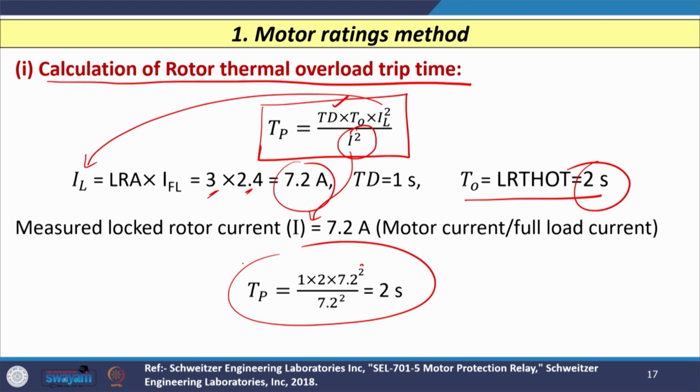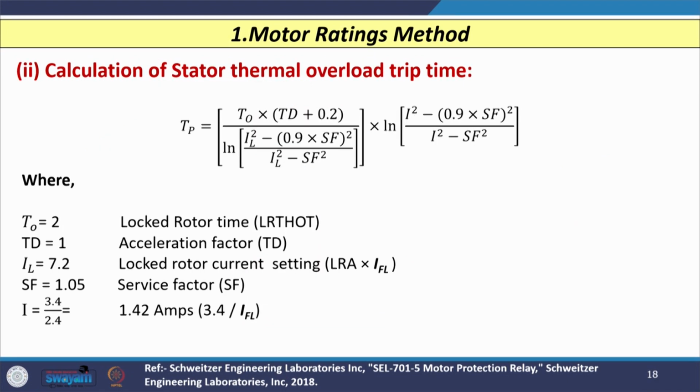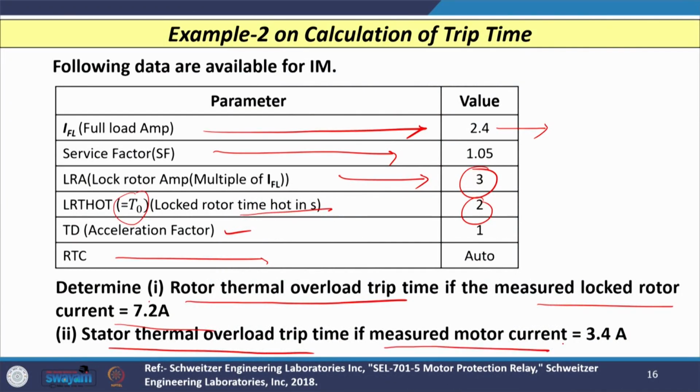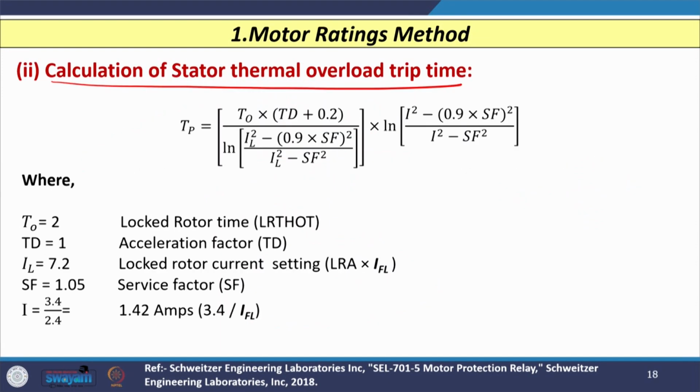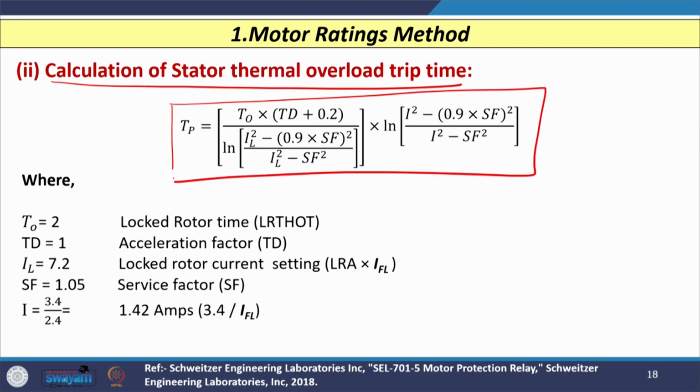So, you will have the trip time, that is 2 second. Now, in the second case, if we consider the calculation of stator thermal overload trip time, provided the motor measured current is given as 3.4 ampere, then we have to go for the equation of T p, that is this.